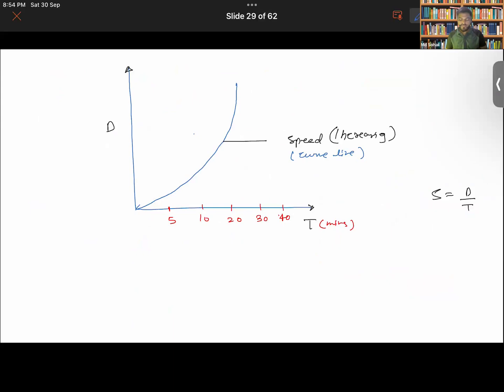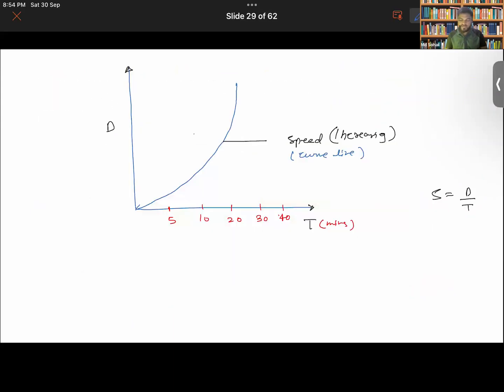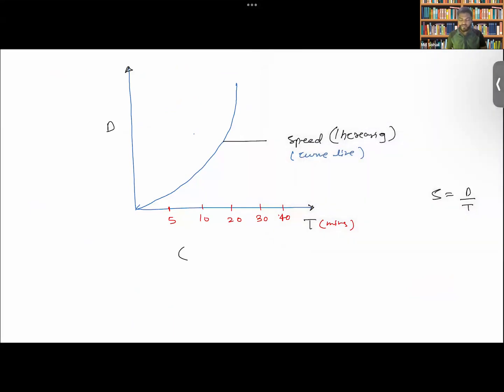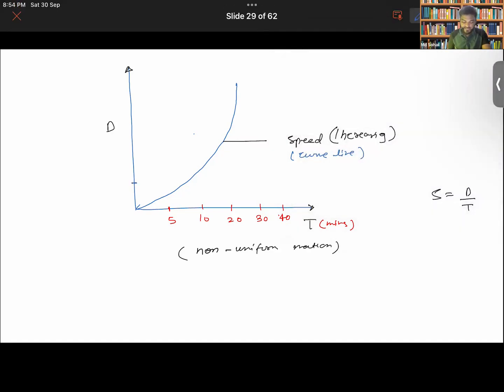Now, back to what I was saying, if you were to see a graph like this, it's actually a graph of what, by the way? Uniform or non-uniform motion? Non-uniform motion, sir. So you will see that the curve is going upward and hence the speed of the body will be increasing.